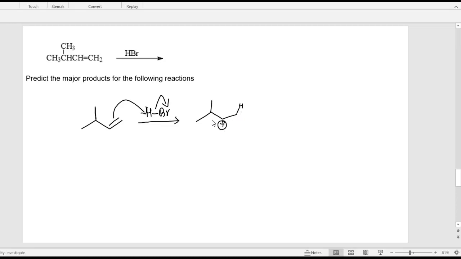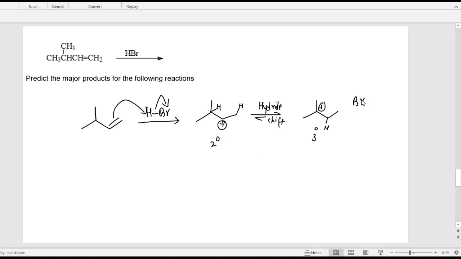Now, remember we talked about carbocation rearrangement. Since the carbocation, if it moves here, gives a more stable tertiary carbocation, a hydride shift will happen, where the hydrogen here shifts to this position, giving room to the more stable tertiary carbocation.